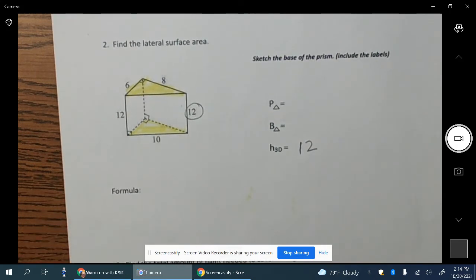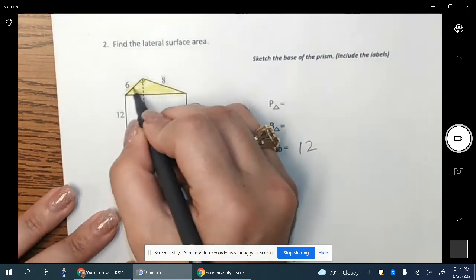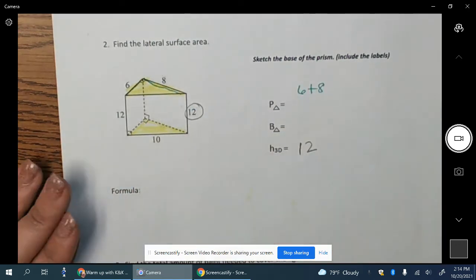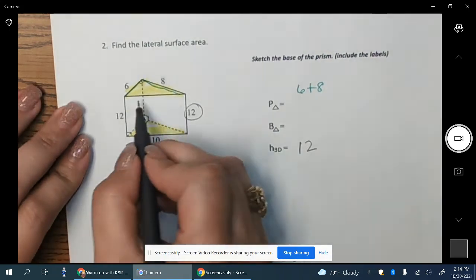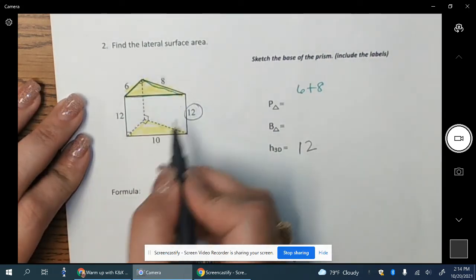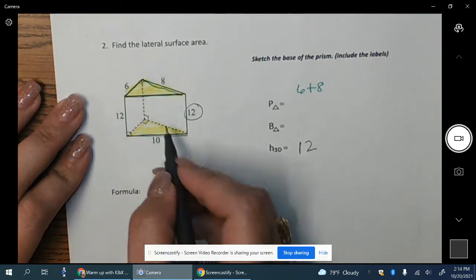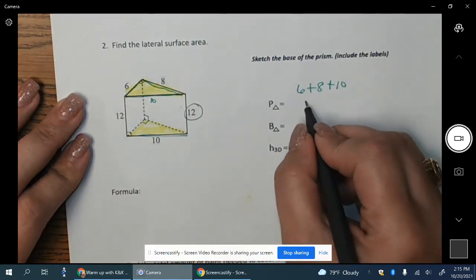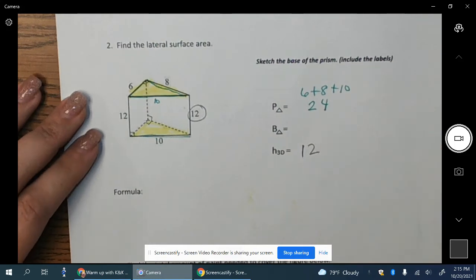Perimeter. What numbers make up the triangle? 6 and 8. So is 14 my answer? No, plus 10. Oh, okay. So there's nothing here, but I know that these are the same. So plus 10. 24.